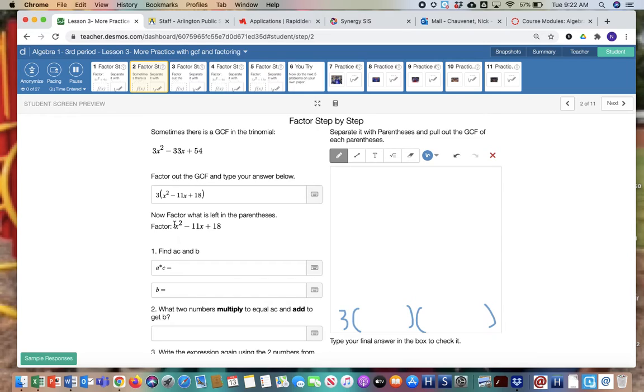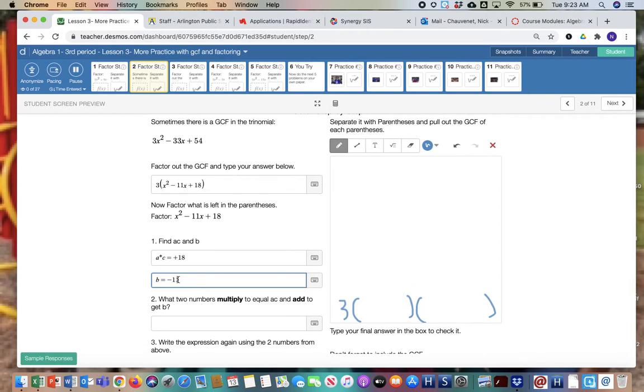Okay, now I'm going to factor what's left. So find a times c. Remember, now this is like a 1. 1 times 18 is positive 18. Need to add to b. What's that? Negative 11. All right, so what multiplies to positive 18 and adds to negative 11, right?